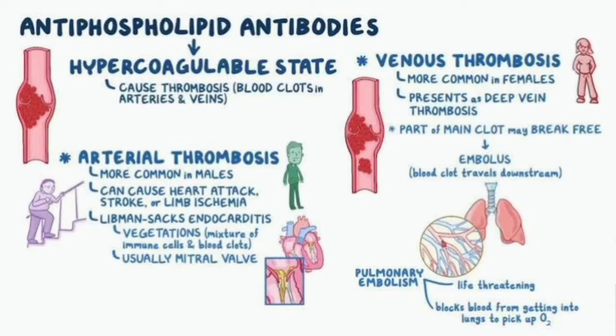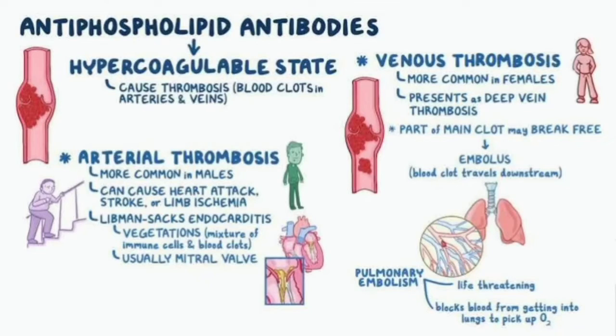Arterial thrombosis is generally more common in males, and it can lodge in the heart and produce a heart attack, it can cause stroke, it can cause limb ischemia. All these are arterial thrombosis. And another very important disease along with arterial thrombosis is known as Libman-Sacks endocarditis. This is very important. Libman-Sacks endocarditis.